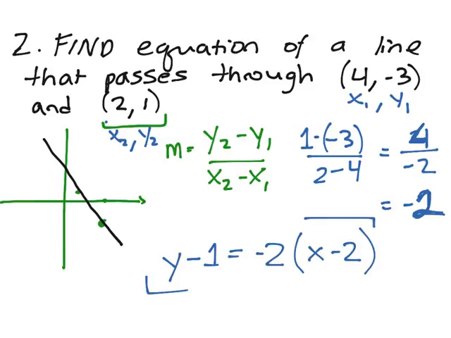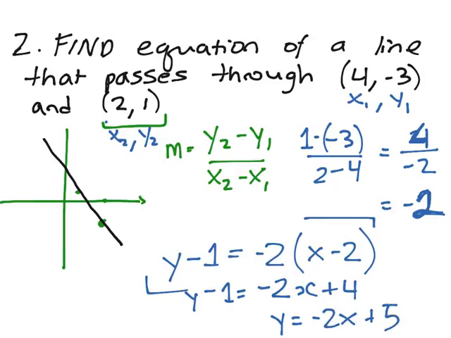And there's your point-slope form. If we wanted to simplify this further, we could use the distributive property and multiply this out. So y minus 1 is equal to negative 2x plus 4, y is equal to negative 2x plus 5, which turns this into your slope-intercept form. So there you go, two forms, two ways to express this equation. Next problem.